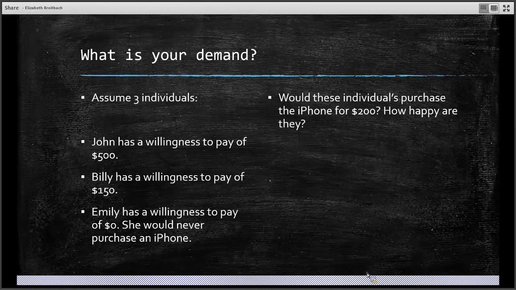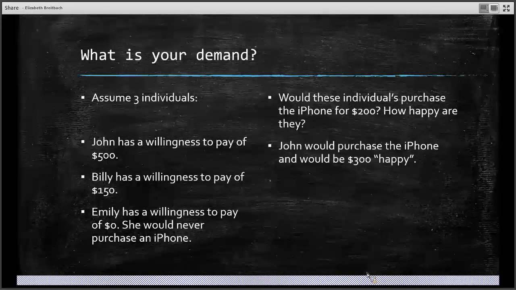Well, John is very happy because he buys the iPhone and he still has $300 that he would have given me to purchase the iPhone. So he's $300 extra happy is what we would say. He's got $300 extra happiness built in there.